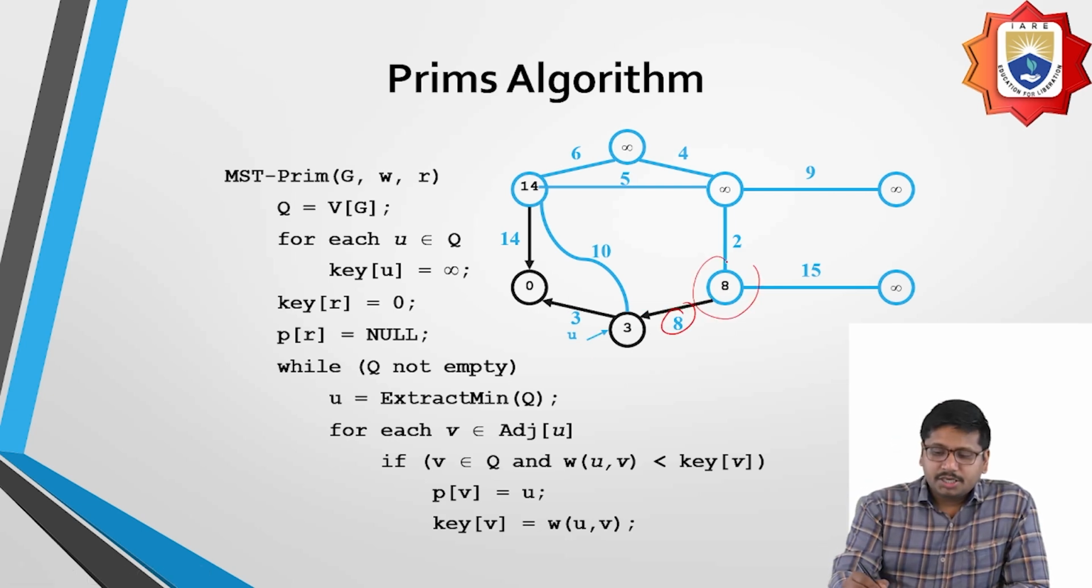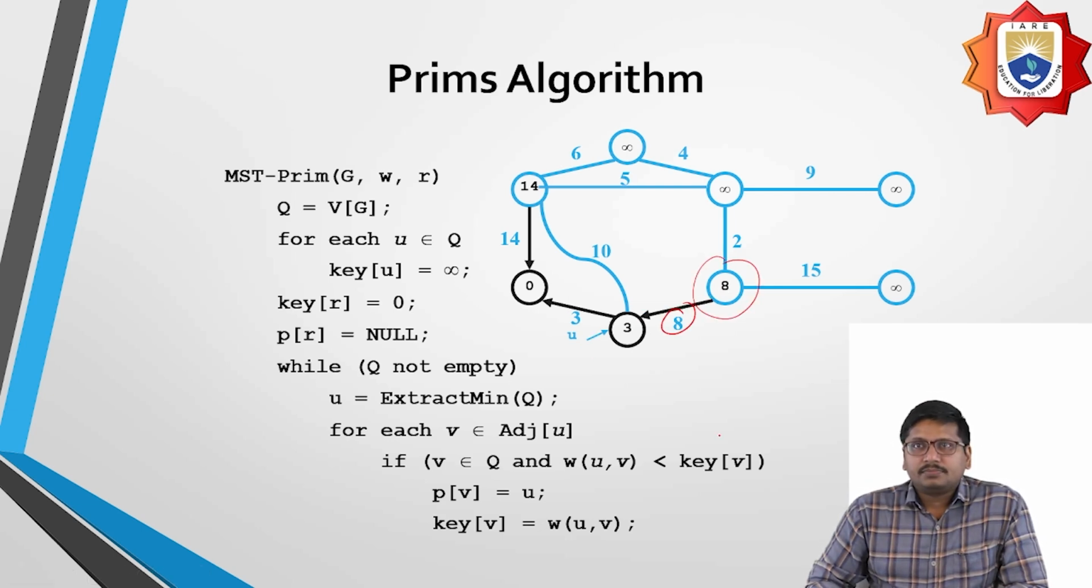So from this location again, I'm going to identify what is the minimum from this location. If I select 10, it is going to form a cycle. So that's why I'm going to use this.